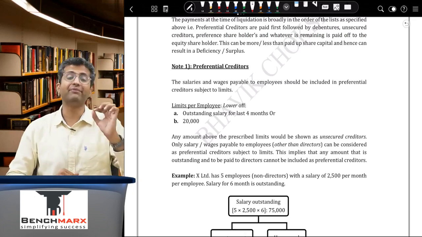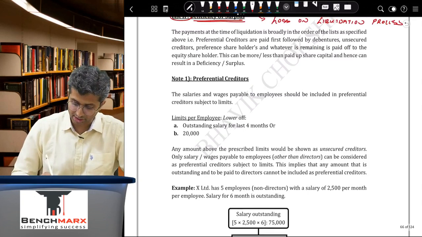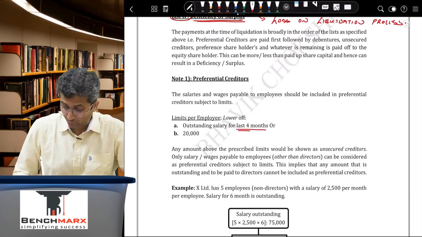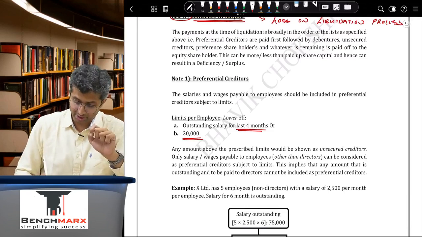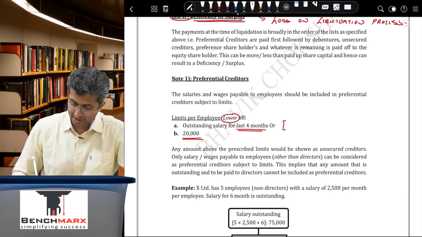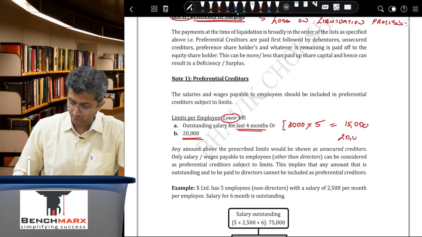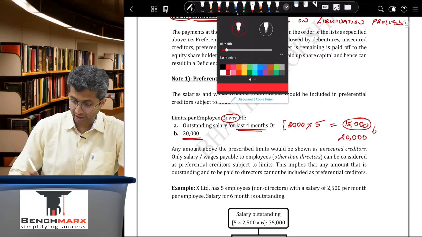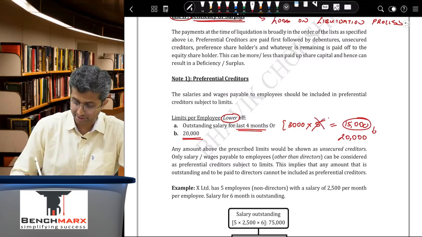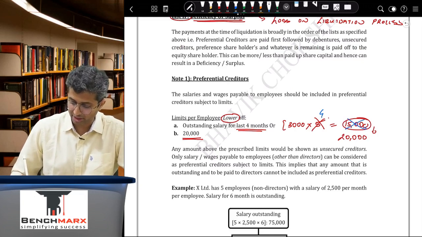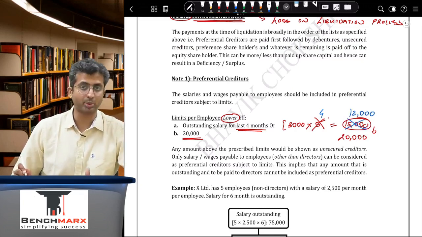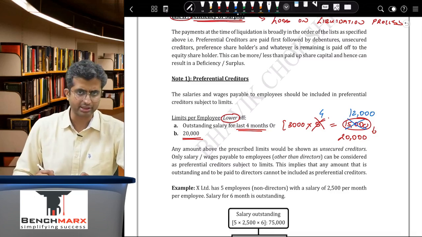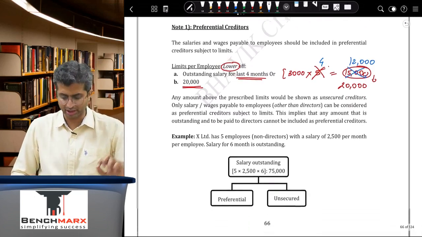Achha, now within that, for every employee, the limit that is given over here is the outstanding salary for the last 4 months, or 20,000, whichever is lower. So for example, the employee's salary is, let us say, 3,000, and it is due for the past 5 months, which means 15,000 is due to him, or 20,000, whichever is lower, which is 15,000. However, this 15,000 is not rightly calculated because this is outstanding for 5 months. Ideally, maximum 4 months can be taken, and hence in preferential creditors there will be 12,000, and the remaining 3,000 will go as unsecured. This is for preferential creditors in the course of salary.